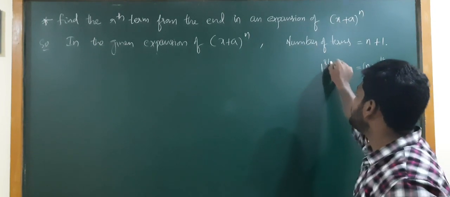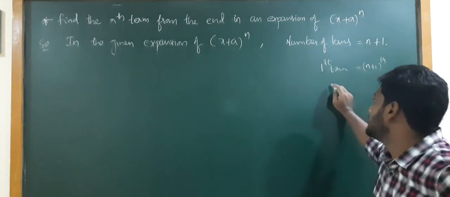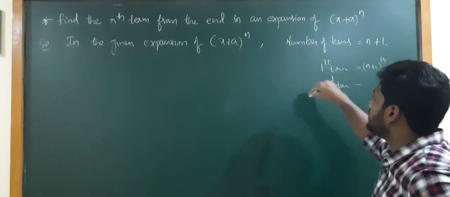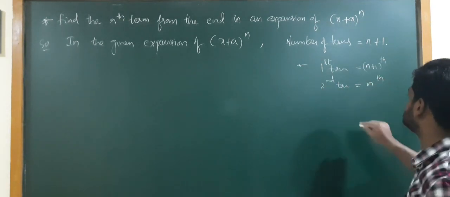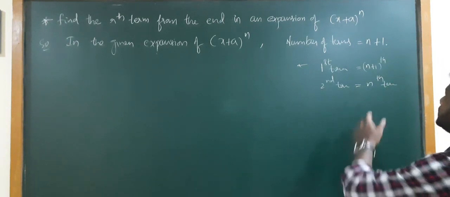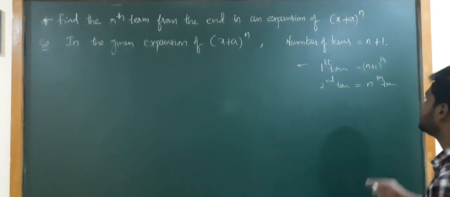If you want to find the first term, that is also n plus 1 only. Next, to find the second term from the end, I am telling, from the end, so it will be nth term. Right? Like that. To find the rth term from the expansion, how to find?